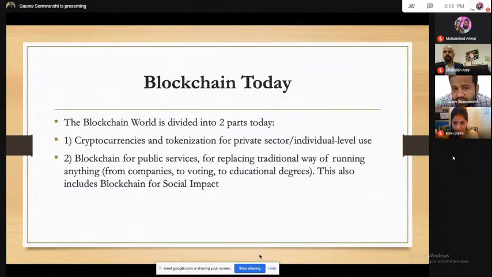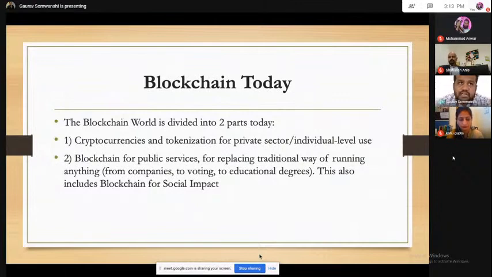So right now the world is divided into two parts. The first is cryptocurrencies and tokenizations, which is what we call ICOs. So that is a completely different world. And the second part, where people are using blockchain for public services or enterprise solutions, and they are replacing traditional ways of running anything. It could be, as I said, even your educational degrees could be handed out on blockchain to make them more secure. This also includes blockchain for social impact.